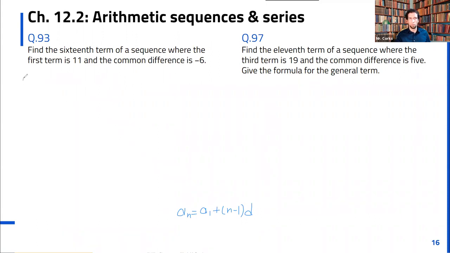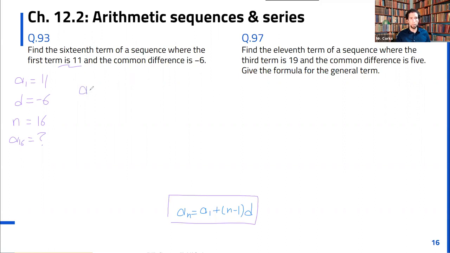A1 and d. A1, the first term, is 11. d is -6. And what are we looking for? A16, the 16th term. That's telling us we want n equal to 16. So n is 16. If you look at the formula, we have all the parts that we need right there.